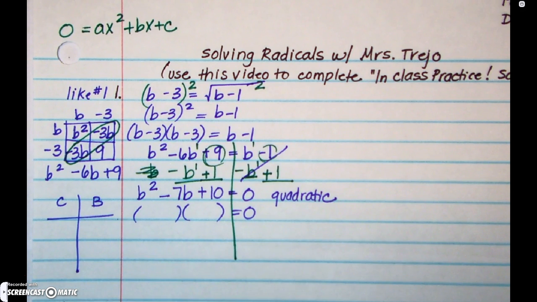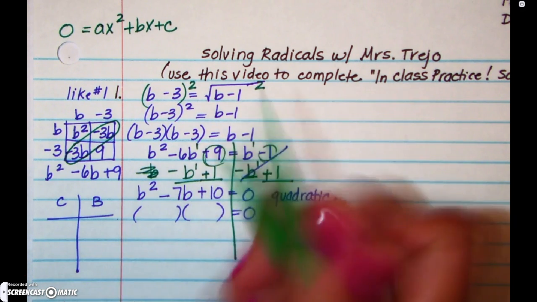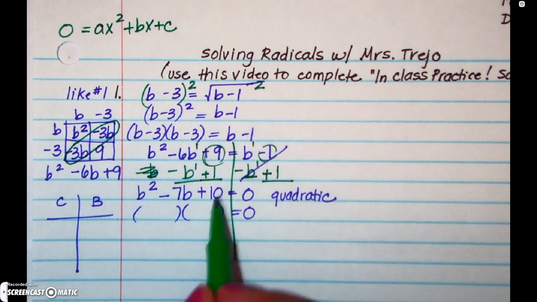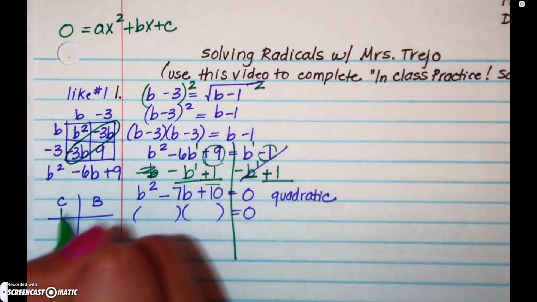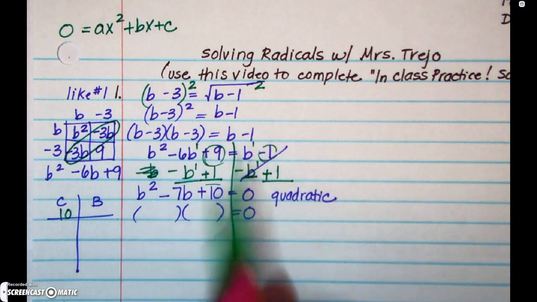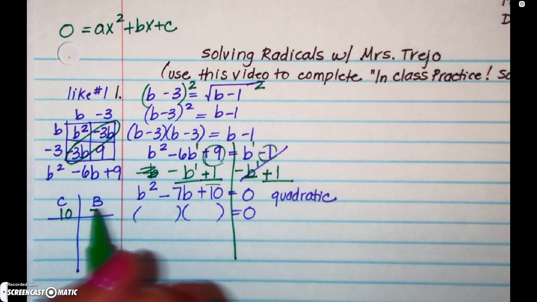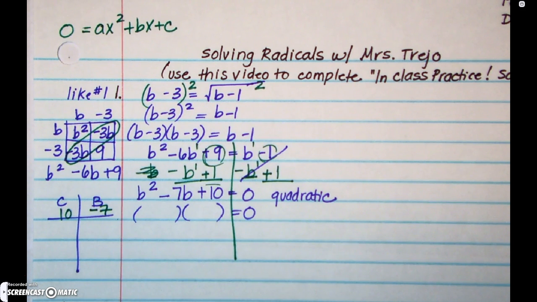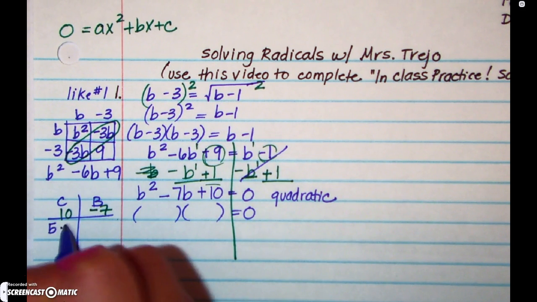Okay, so what is the value of c in this case? c is the constant, it's the last number in the quadratic, so c is 10, and b in this case is negative 7. So you're going to say, what numbers can I multiply together to get 10?